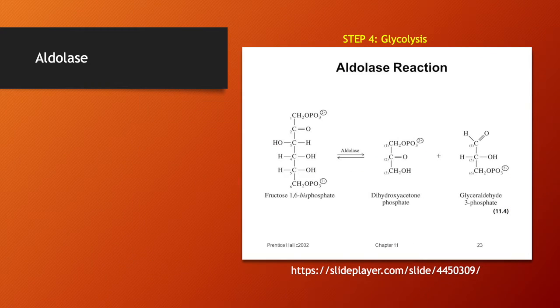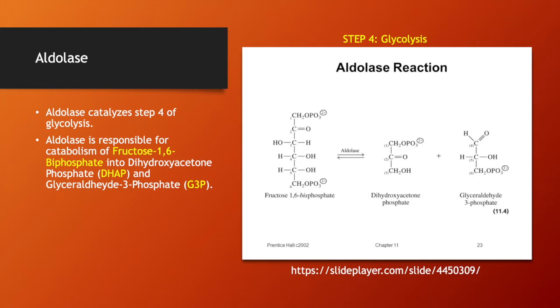So we are going to talk about aldolase now, which is the enzyme that is going to catalyze step 4 of glycolysis. So aldolase is responsible for catalyzing the catabolism of fructose 1,6-biphosphate into dihydroxyacetone phosphate, DHAP, and glyceraldehyde 3-phosphate, G3P. Aldolase is also responsible for the reversed anabolic reaction as well.